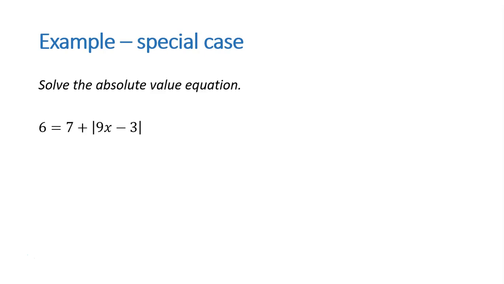So my wrapping paper in this case is that 7 added on front. So I need to subtract the 7 to isolate the absolute value. So I'm left with negative 1 is equal to the absolute value of 9x minus 3. You could flip the order if you need, it doesn't really matter. So let's think about what we have right here. We have absolute value of 9x minus 3 is equal to negative 1.